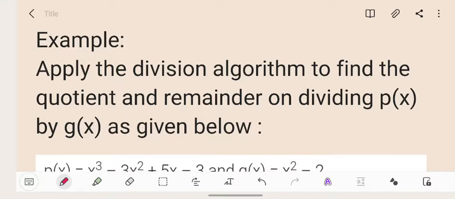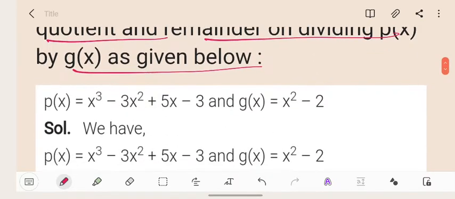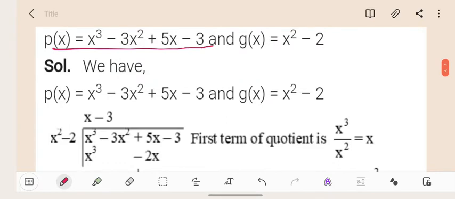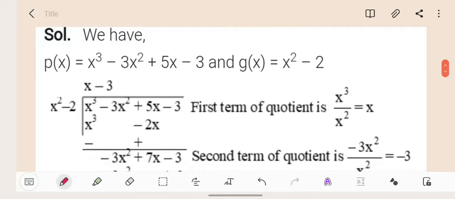Apply the division algorithm to find the quotient and the remainder on dividing p of x by g of x as given below. So if you see here, the p of x value is given as x cubed minus 3x squared plus 5x minus 3, and g of x is equal to x squared minus 2. So let's arrange it in the division format, the long division method. So x squared minus 2 is the g of x value.